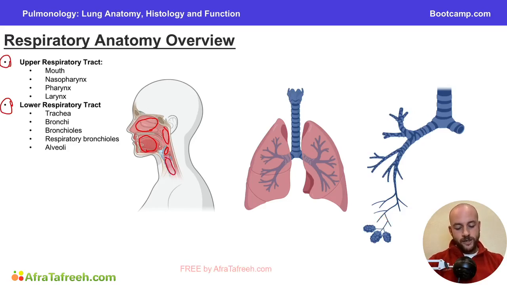We can see the trachea here, and it branches into the bronchi. And the bronchi are then going to subdivide into the bronchioles. When the bronchioles start to have little outpouchings of gas exchanging surface, we now call those the respiratory bronchioles. And then the respiratory bronchioles give way to the alveolar sacs.